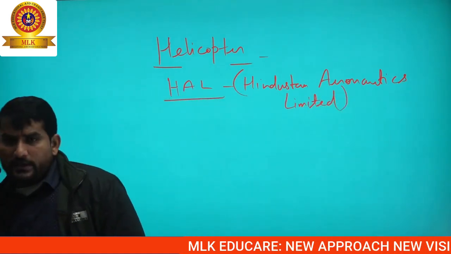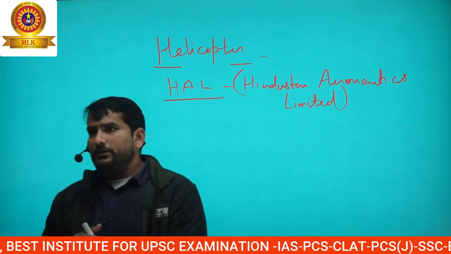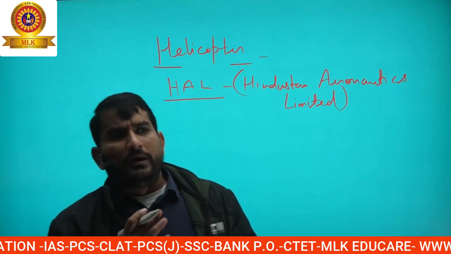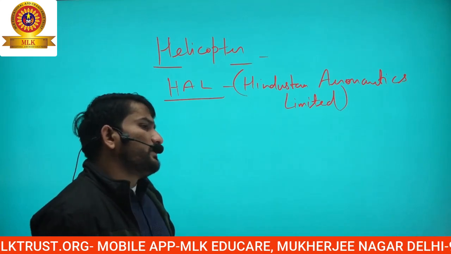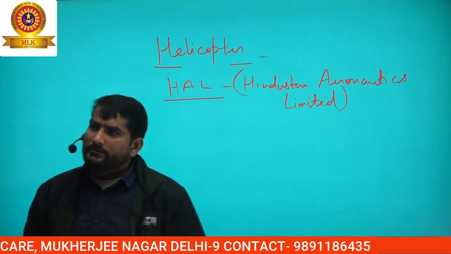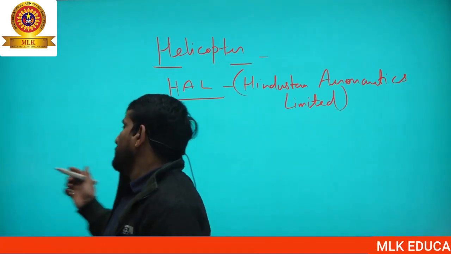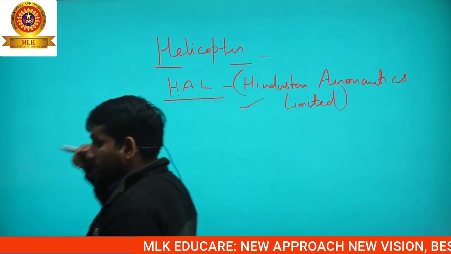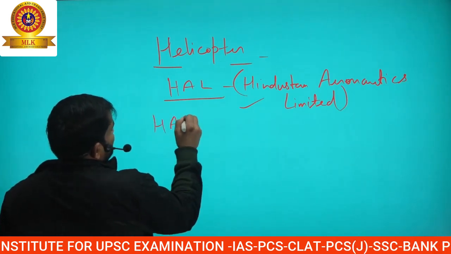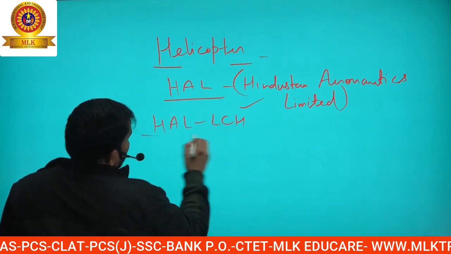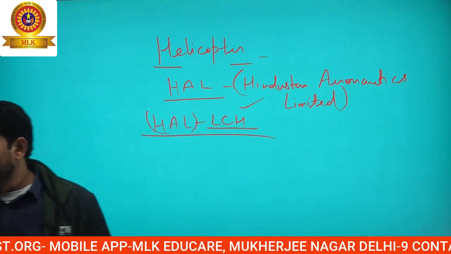HAL is providing aid and help to the DRDO for the development of aircraft, parts of aircraft, and helicopters. Apart from helicopters, many unmanned air vehicles, you can say drones, are also developed by HAL, Hindustan Aeronautics Limited. So HAL LCH. This is the Hindustan Aeronautics Limited developed LCH. This is the light combat helicopter.